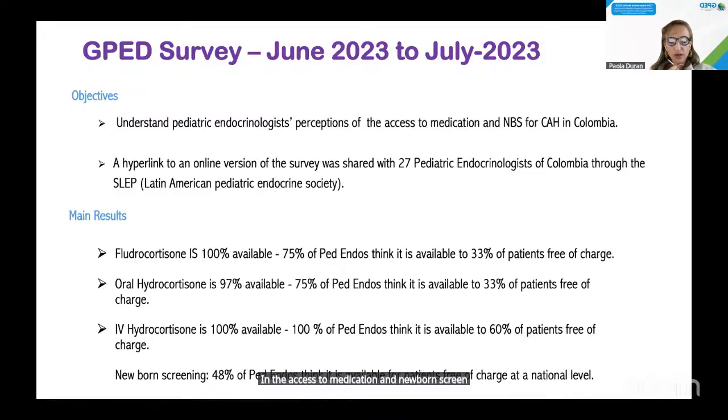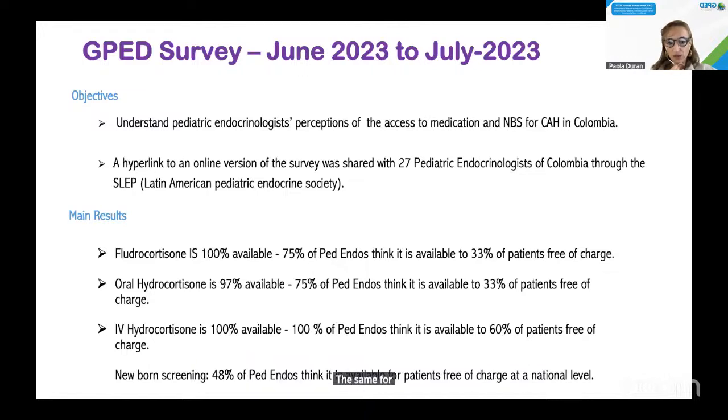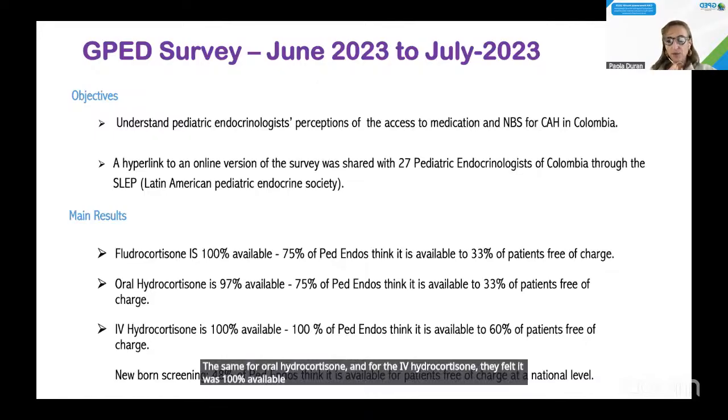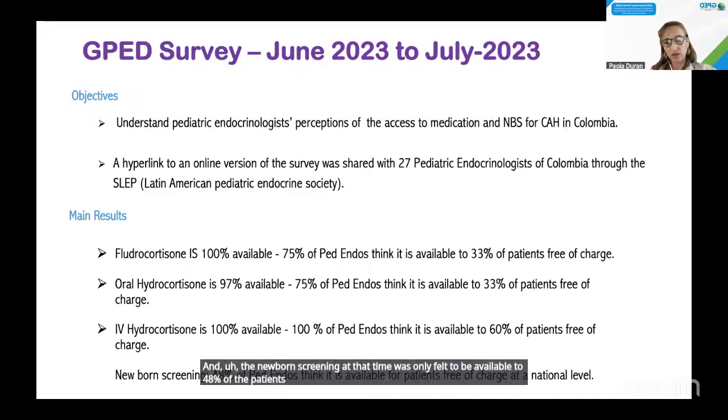So fludrocortisone was felt to be 100% available, but 75% of the pediatric endocrinologists thought it was available free of charge to only 33% of the patients. The same for oral hydrocortisone. And for the IV hydrocortisone, they felt it was 100% available, but only 60% of patients had it free of charge. And newborn screening at that time was only felt to be available to 48% of the patients at a national level.